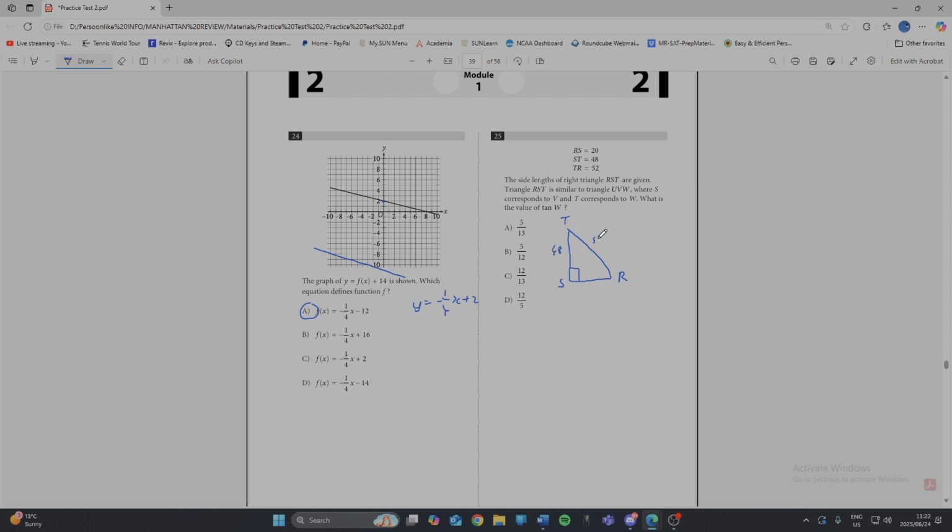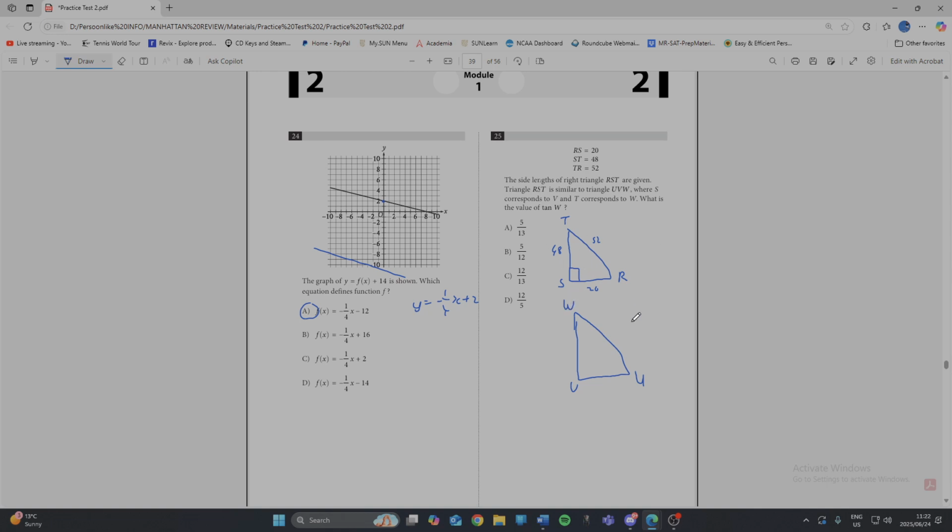TR is equal to 52, and RS is equal to 20, right? Now it asks us what is the value of tan W. R corresponds to U, so that would be U. V corresponds to S, so that would be V. And T corresponds to W, so this would be W.